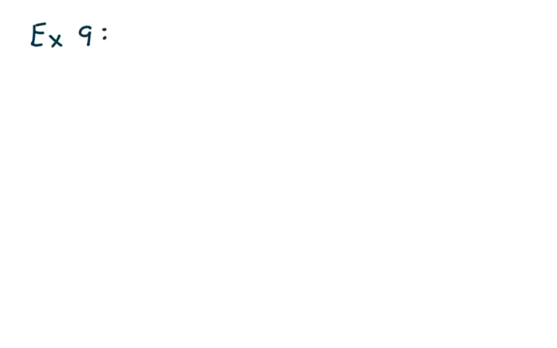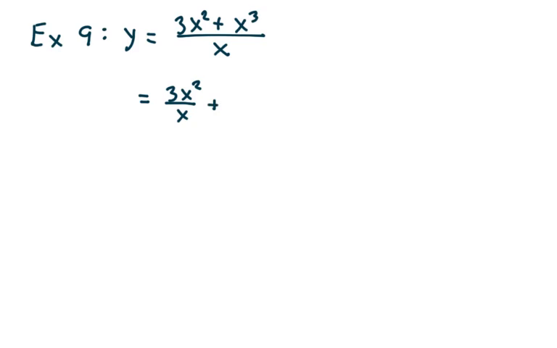So for example 9, we have y equals, I'll do this one, 3x squared plus x cubed divided by x. So when you see something like this, we want to split the fraction. That should be an automatic first step. And so this is 3x plus x squared. Remember, that x is to the first power.